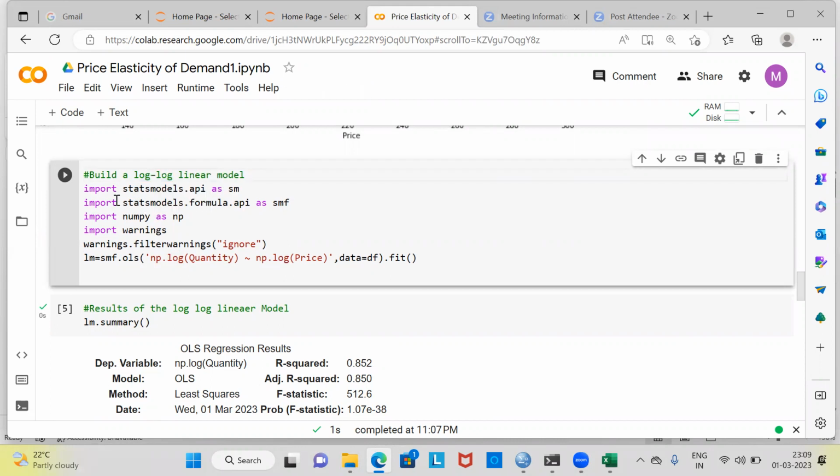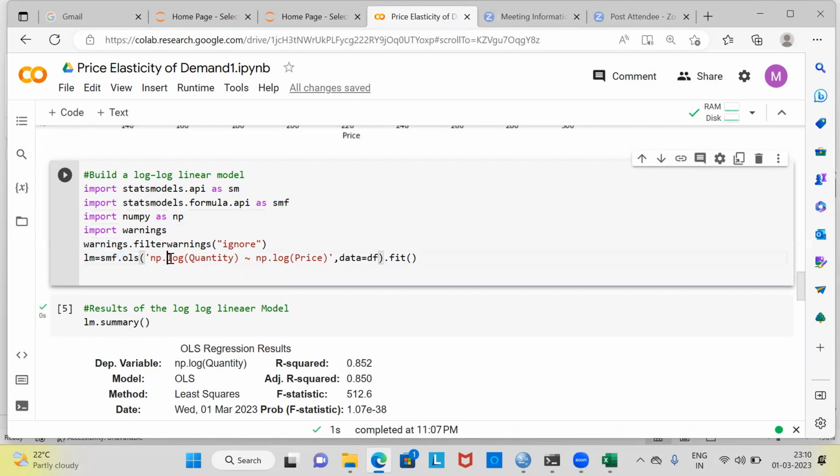What we are going to do is we are going to import what is called as statsmodels.api. Similarly, we can also import statsmodels.formula.api. The third library which I'm going to import is NumPy, followed by warnings. We can use a simple function which is called as smf.ols. SMF stands for stats models formula, and OLS stands for ordinary least squares.